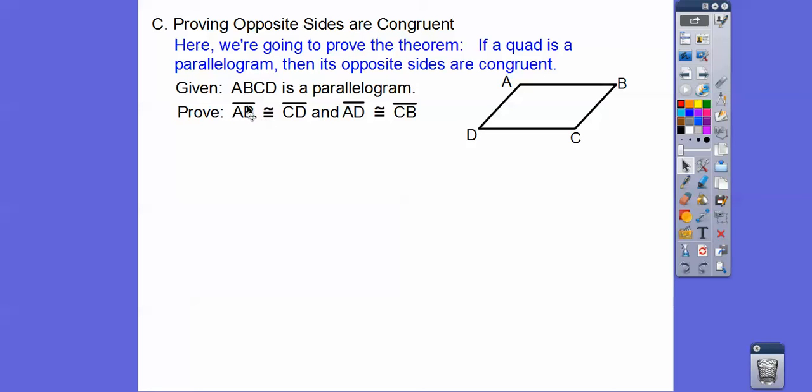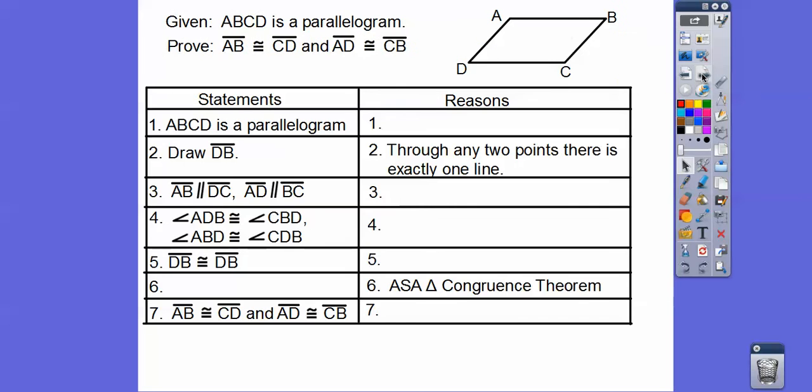Okay, if there was no segment on top, it would have an equal sign. All right, now we're going to prove that segment AD is congruent to segment CB right there. Okay, let's just slide that up and make some room. And so they give us a box and give us some information right here.